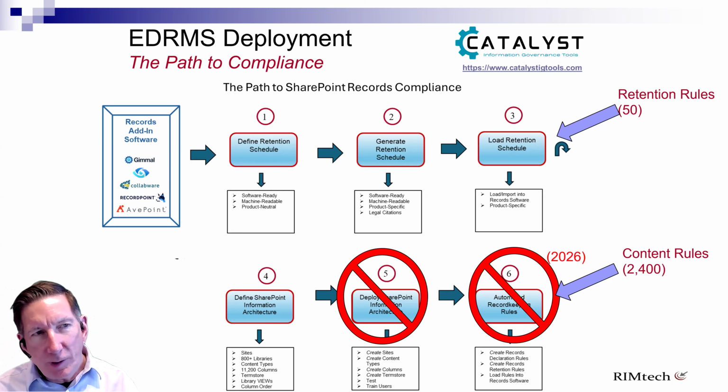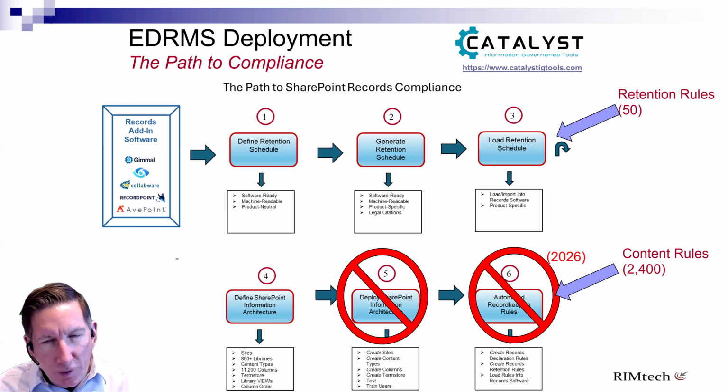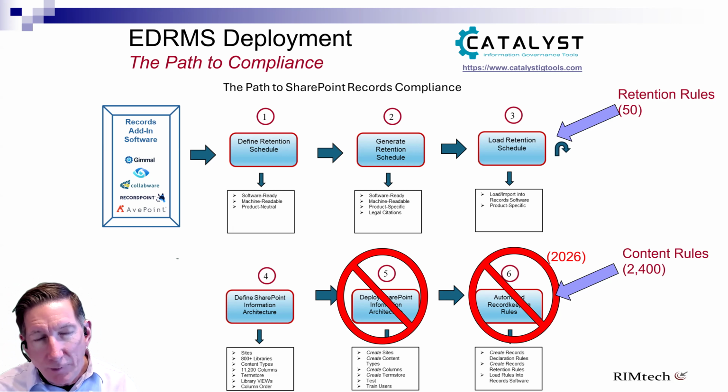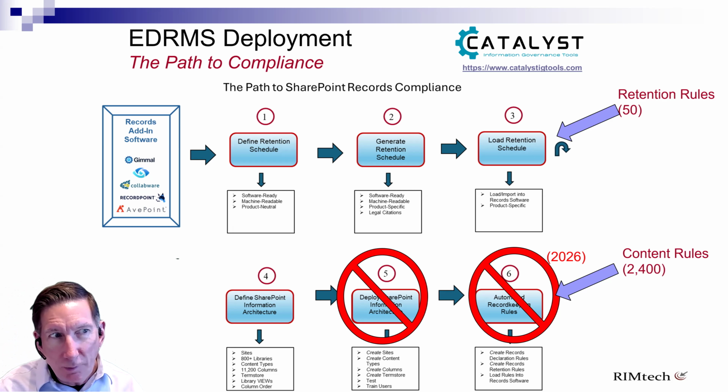The message I want to get out to every records professional on earth is this: if you're going to manage electronic records, it's not about retention rules. It's about content rules. That's the beating heart of your EDRMS. That's what you have to learn, understand, and deploy. And you'll quickly learn that you can't have content rules without a SharePoint IA. And the SharePoint IA has to match your retention schedule, which it doesn't today, right?